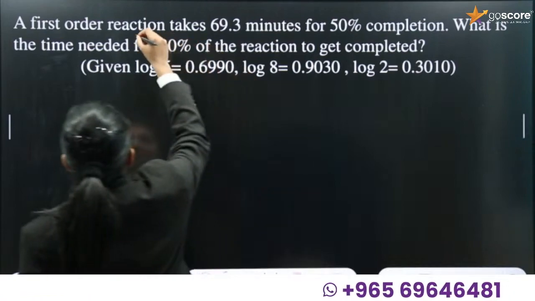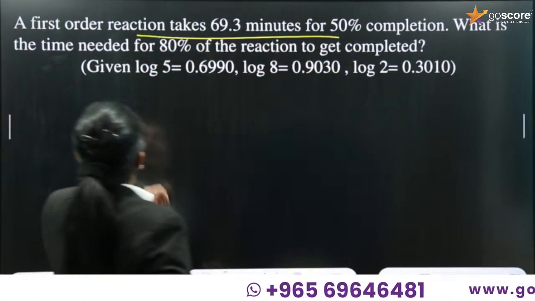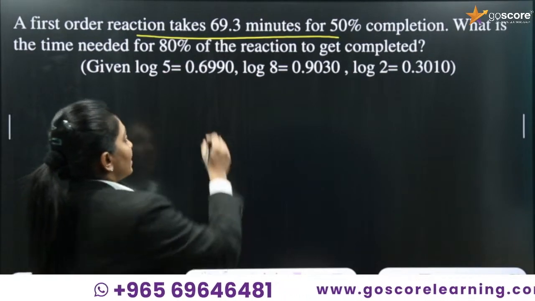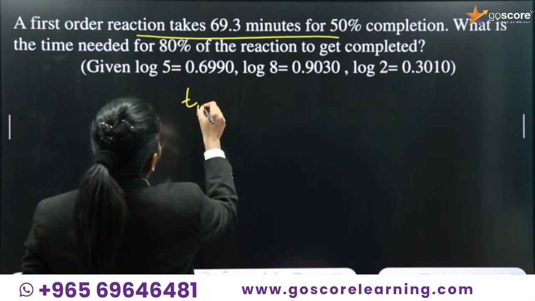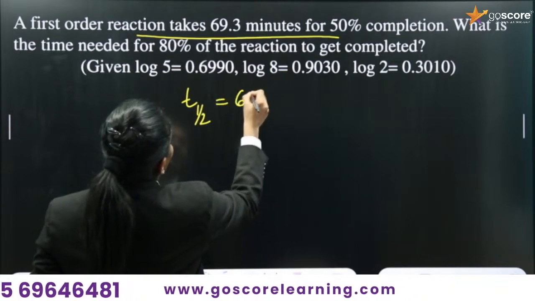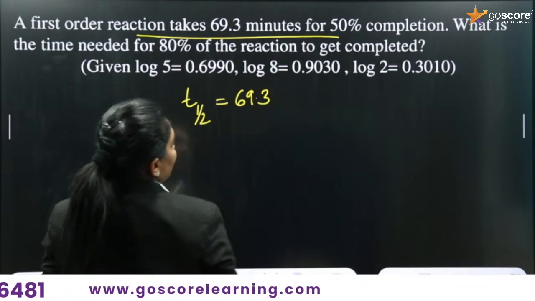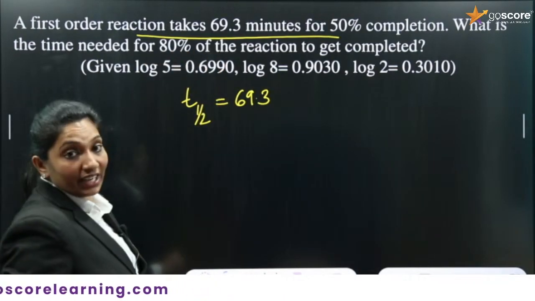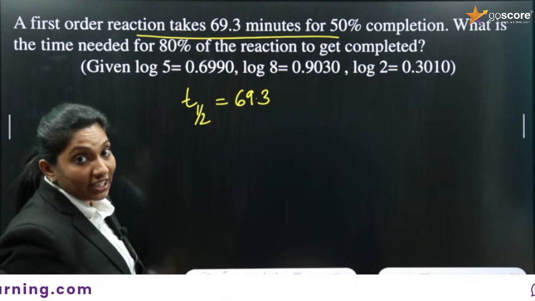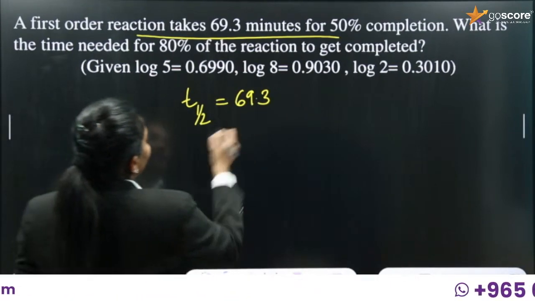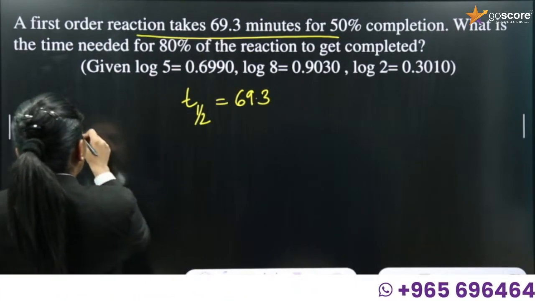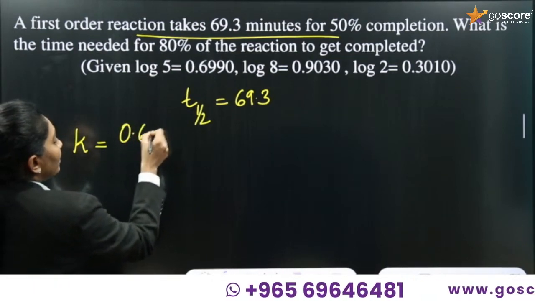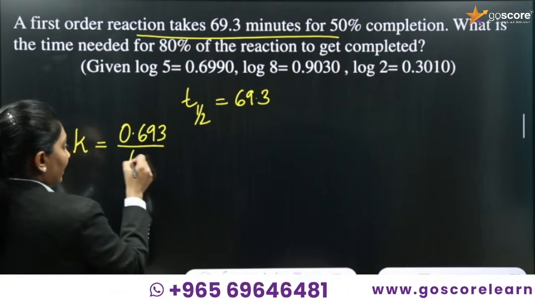And same like here also. See, the question is coming in a different pattern: the first order reaction takes 69.3 minutes for 50%. That is T half, it is given as 69.3 minutes. What you want to find out is, 80% of the reaction will be completed at what time? Here T half is provided so that we can find out the K value, right? K value will be 0.693 by T half.